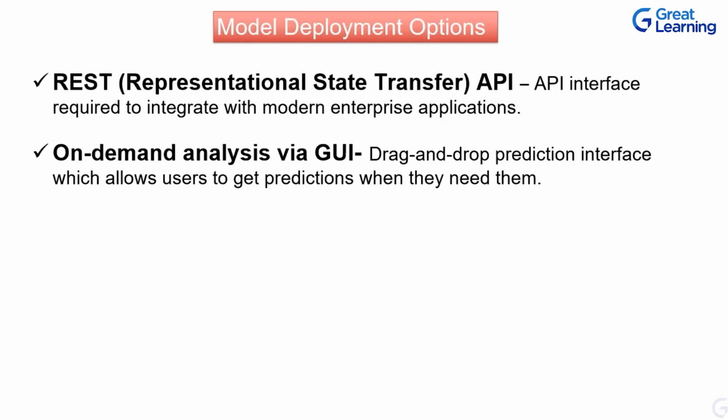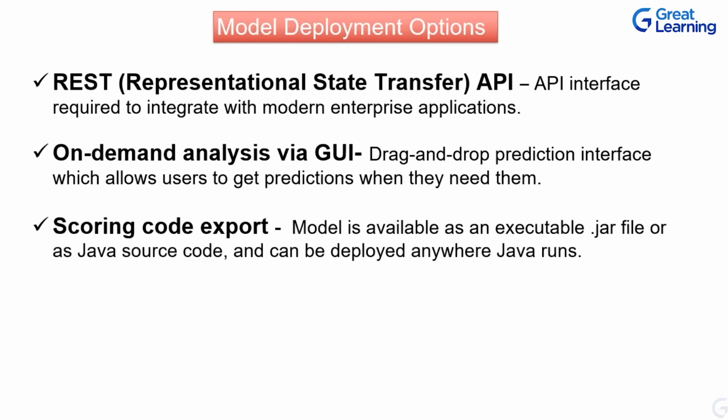On-demand analysis by GUI, which is a drag and drop prediction interface, which allows users to get predictions when they need them. Okay, this is whenever you want it. It's like giving an input now, and that's what we'll do. We'll enter the values on an HTML page. Whenever we enter the values, we just press submit and we'll get the prediction out.